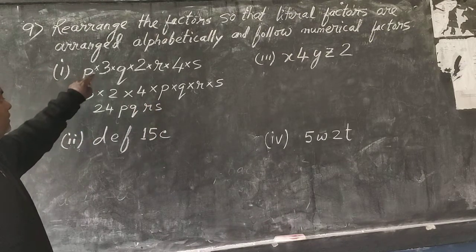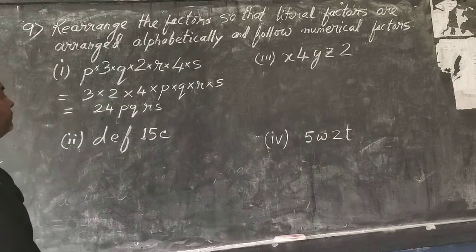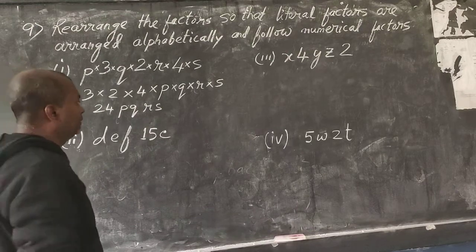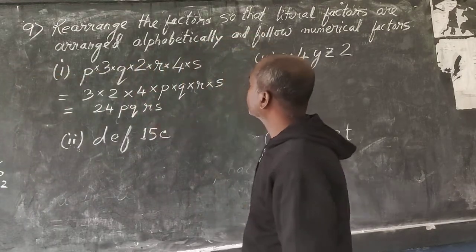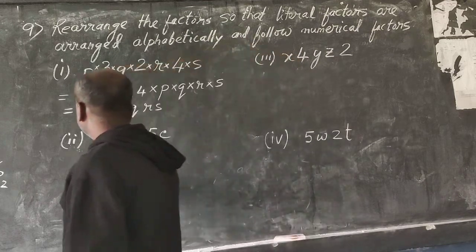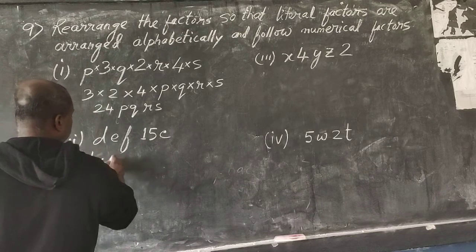So the meaning of this is this, after arranging. When you arrange it, it will be like this. So this is what the question says. First, the numerical coefficient should be there, then the literal coefficient should be there. The next one. Again I say, if there is no sign, there is always a multiplication sign.